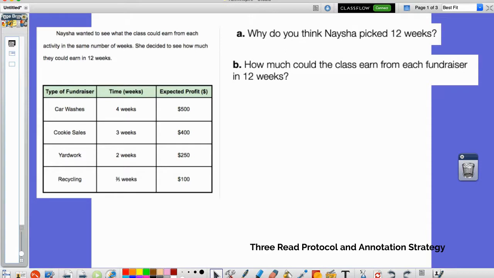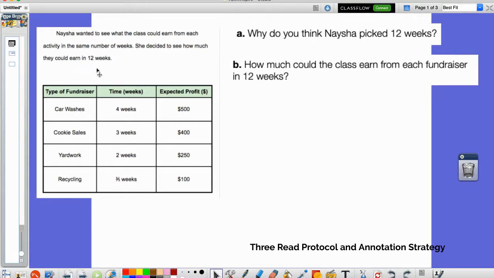As always, it's a good idea to read the problem 3 times or more if you need to, and also to circle important information and underline the questions. Okay, so let me model that for you.